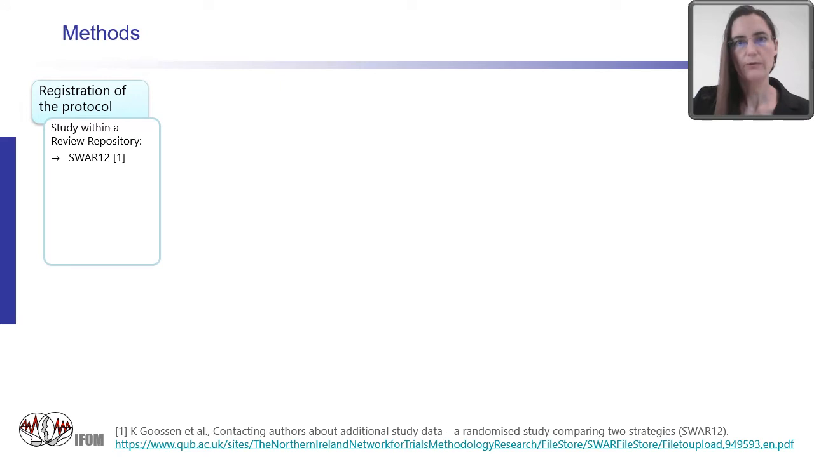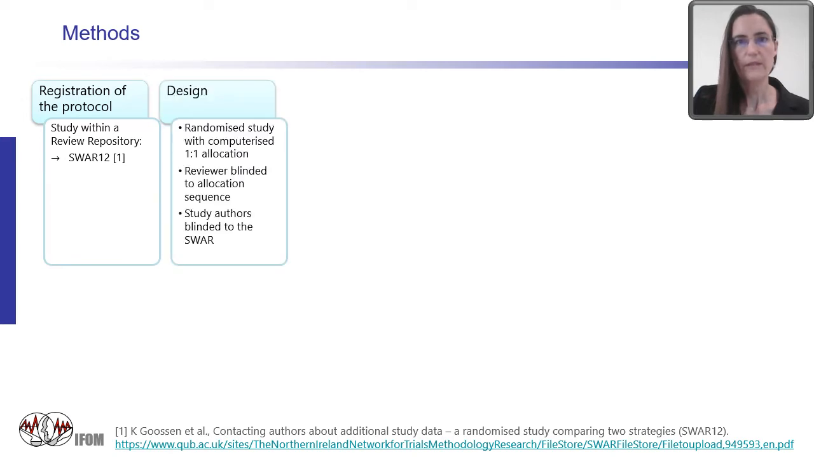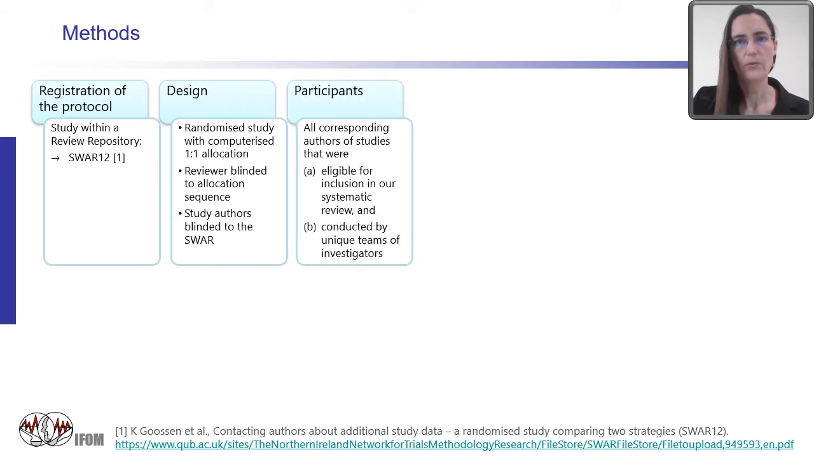So before starting our research, we drafted a protocol and registered it in the SWAR repository. We designed a randomized study with computerized one-to-one allocation. The reviewer responsible for contacting authors and managing data was blinded to the allocation sequence, and the study authors were blinded to the conduct of the SWAR. As participants, we included all authors of studies that were eligible for inclusion in our systematic review and conducted by unique teams of investigators. We avoided contacting the same authors separately about different studies.